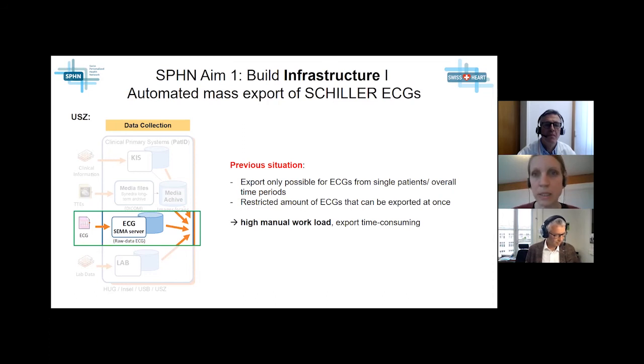A mass export of ECGs for a given cohort of patients was basically impossible. We could export ECGs only from single patients or an overall time period. And we were also restricted in the amount of ECGs that could be exported at once. So all in all, a situation which is really not satisfying and not suitable to answer the needs of big data-driven projects.